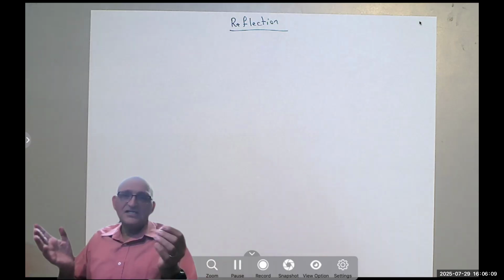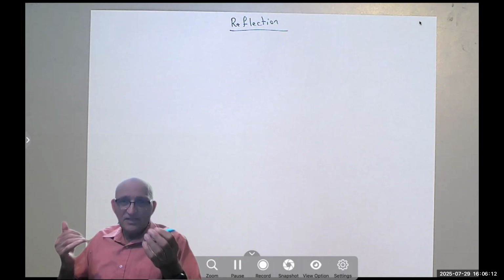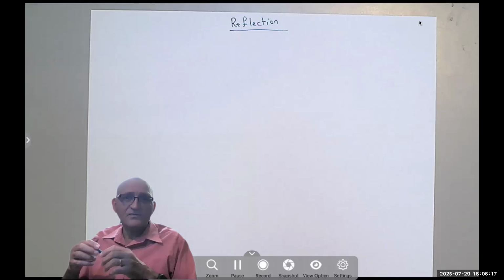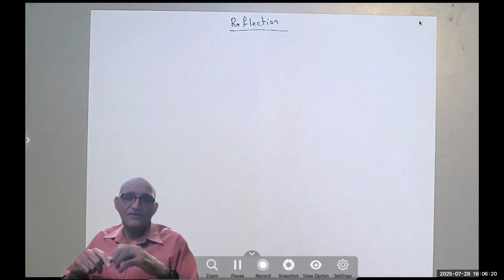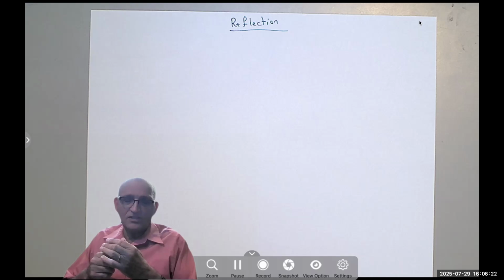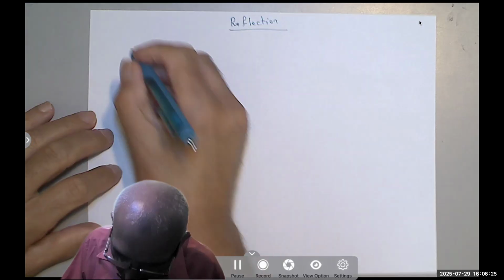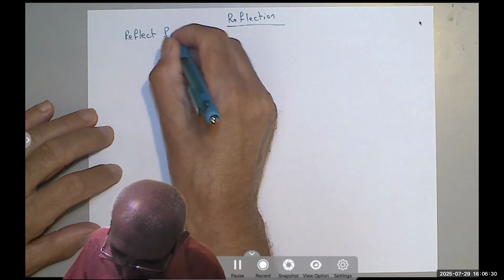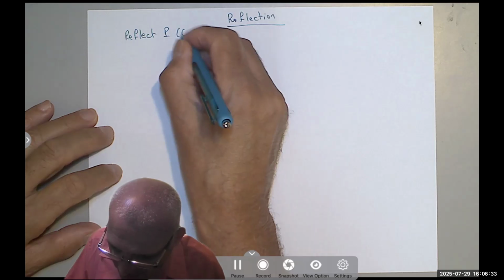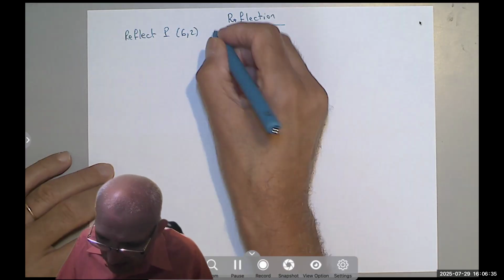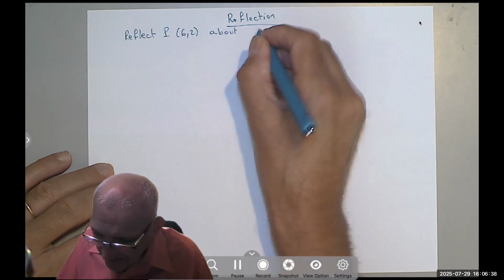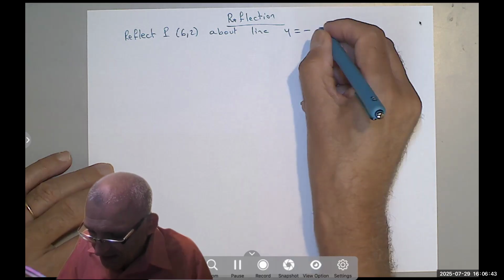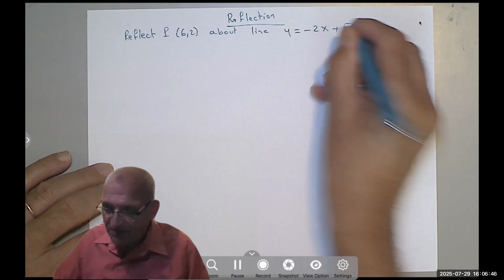In reflection, it's so easy if you are reflecting a point about the x or the y axis. If you are reflecting about the x, you change the sign of the y coordinate. If you are reflecting over the y, you change the x coordinate. What if I tell you, for example, reflect P, which is 6 and 2, about the line y equals, let's make it a negative slope, negative 2x plus 5, something like that.